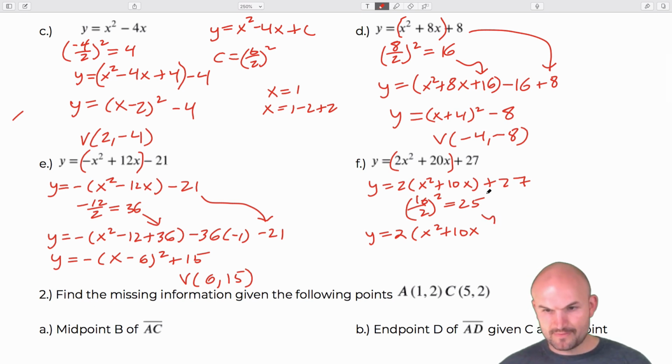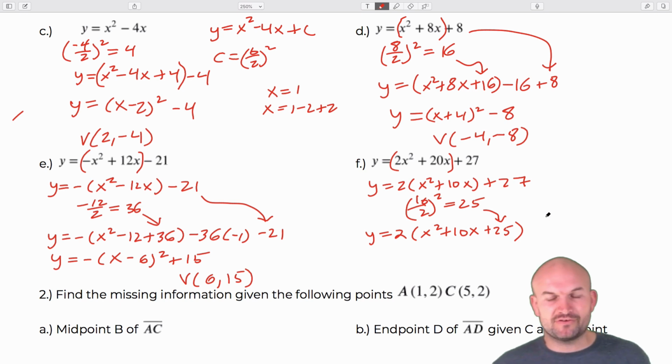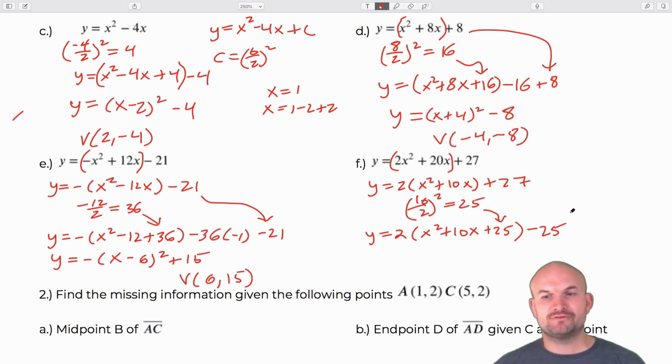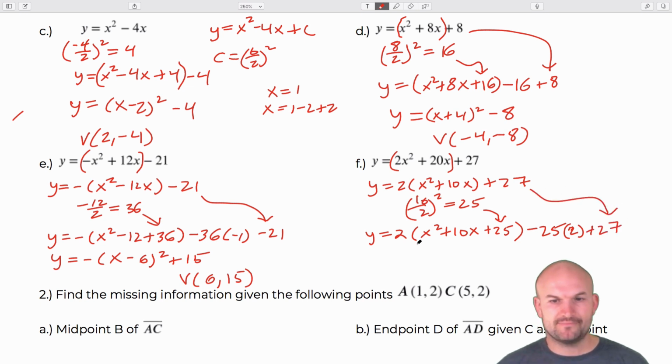So therefore, I'm going to take that number, 2 times x squared plus 10x, and add 25. So I'm going to add the 25, put that inside those parentheses. But again, remember, you just can't randomly add 25. If you're going to add 25, you have to subtract 25, right? But again, that 25 is actually being multiplied by 2. Via the distributive property, everything inside this parentheses is being multiplied by 2. So if you add a 25 here being multiplied by 2, you have to subtract a 25 being multiplied by 2. And then we just take the 27 and add that there.